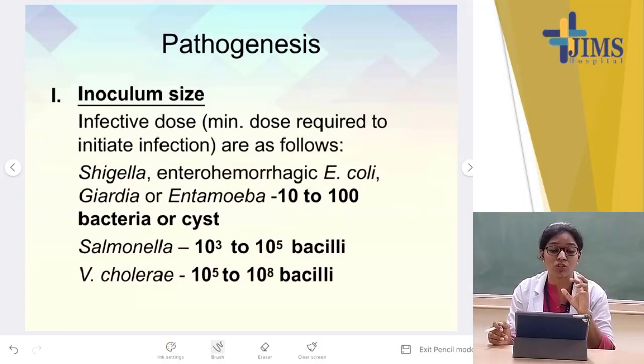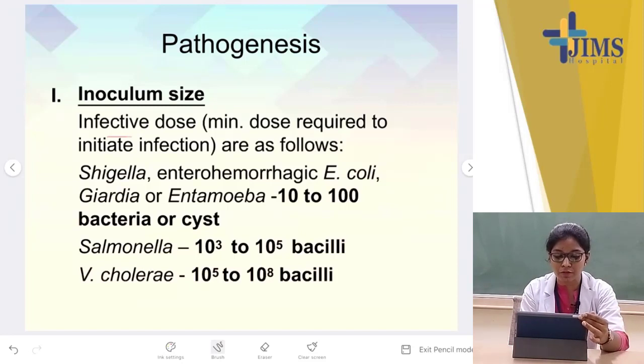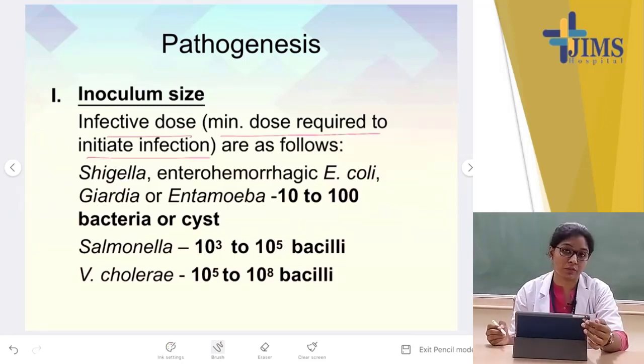Moving on to the pathogenesis, the first and foremost fact is that you have to identify to what extent the etiological agent must be involved to manifest watery diarrhea. So what is the meaning of the word inoculum size? It is the infective dose, that is, the minimum dose required to initiate the infection. Now depending upon various species it differs.